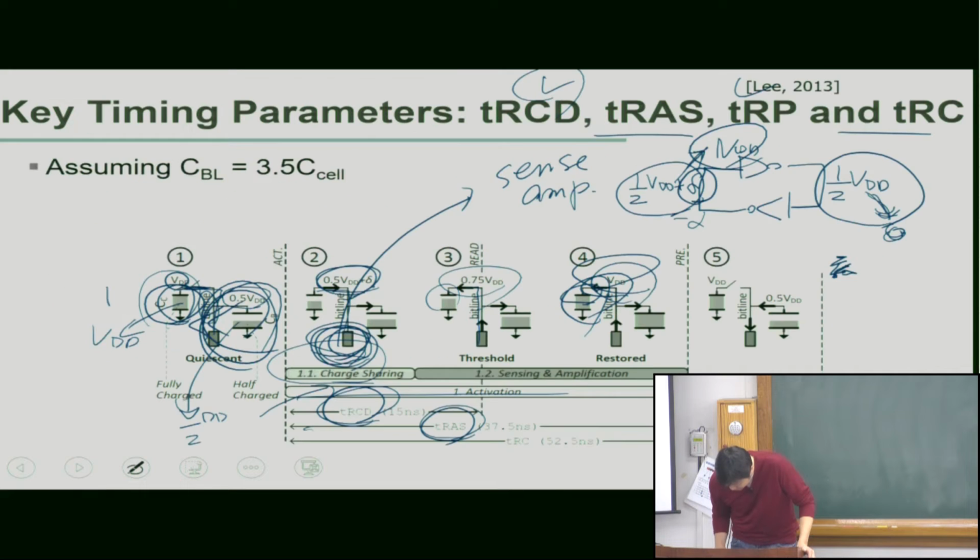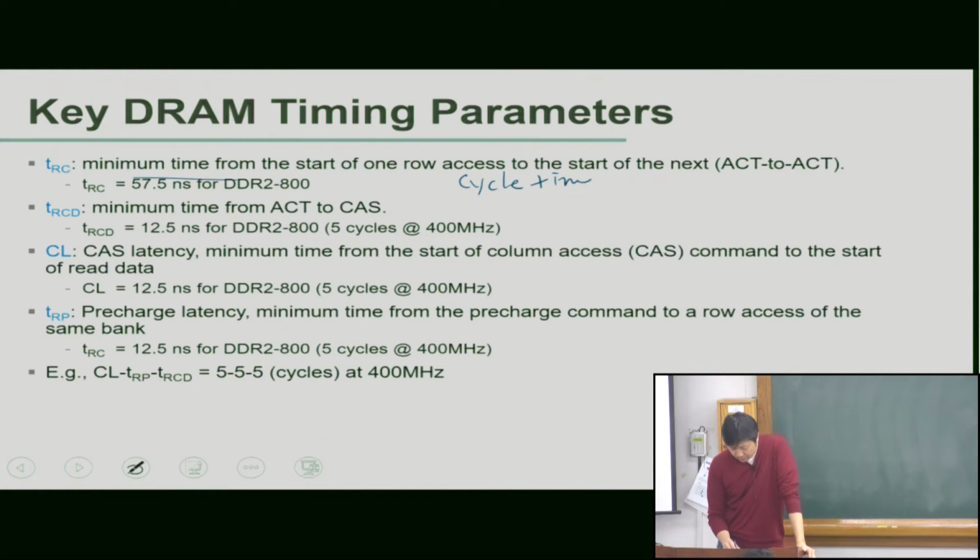In the previous figure, the cycle time is this thing, from first activate to the next activate. So this one is called the cycle time, TRC. And the second one is the minimum time between activation to column access, like CAS. So this is called activate to read delay.